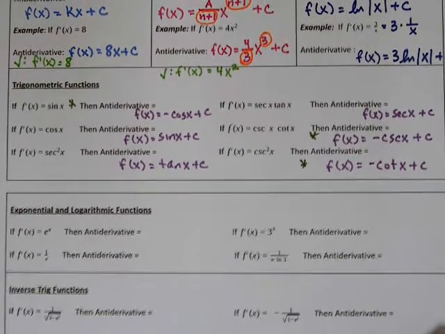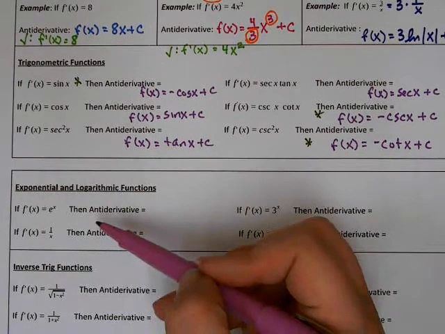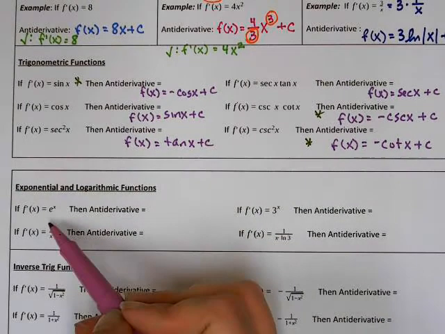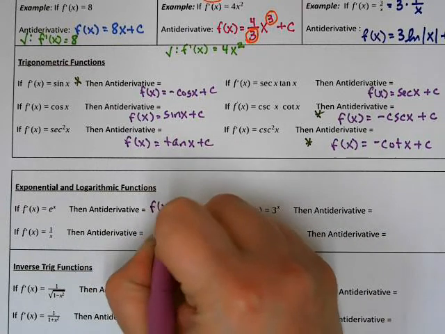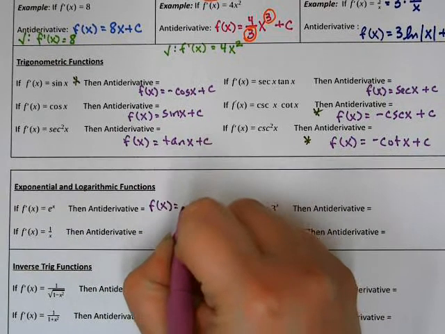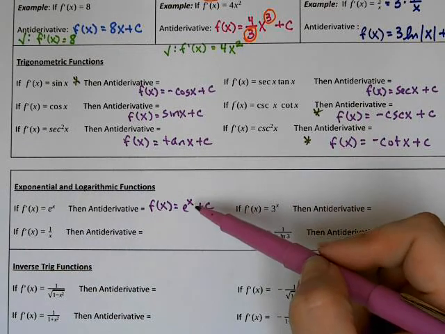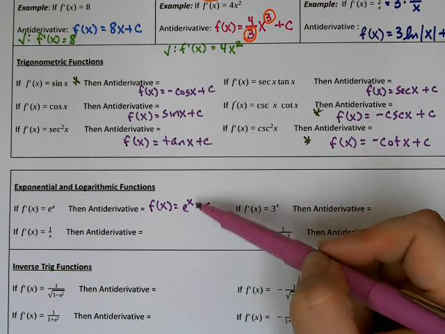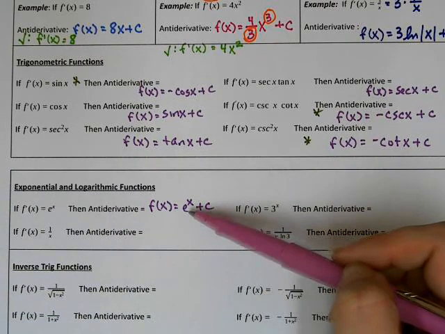For the next ones, we've got exponential and logarithmic functions. So this first one should be super easy. F prime of x is equal to e to the x. Then the antiderivative, or the original function, is really just e to the x plus c. That should always be one that you guys are super excited to see because that is the easiest one. E to the x is always just e to the x.